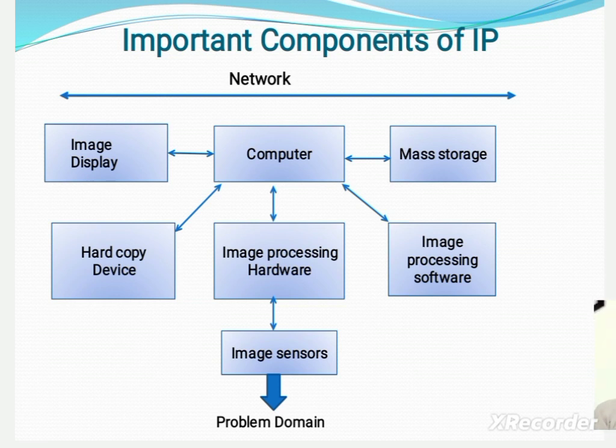And some image processing software will be used. There are different types of techniques which will be used for pre-processing, segmentation, compression, like that, and some algorithms are also used for this image processing. So these are some basic components of image processing. Okay, thank you.